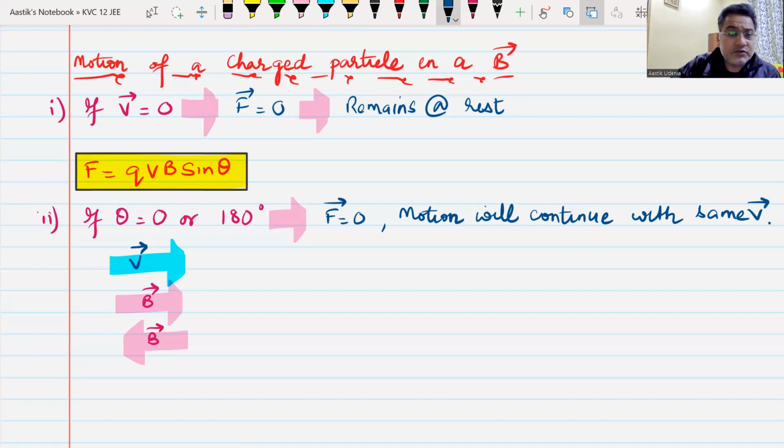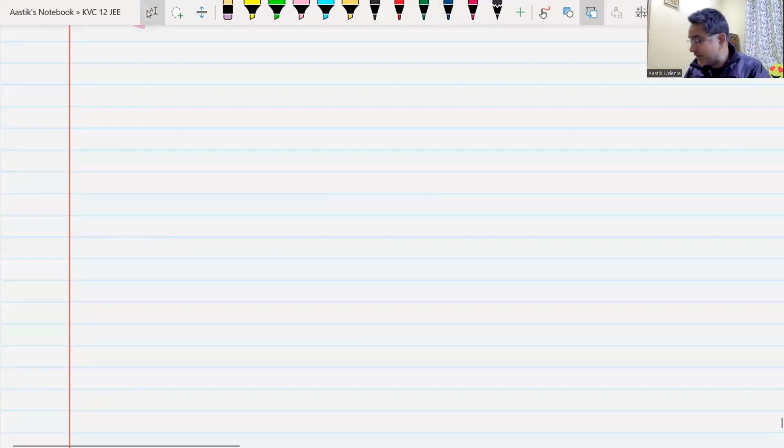I'll give you 2 minutes to note this down. Let me know once you are done. So if theta is 0 or theta is 180, nothing happens. The particle just keeps on moving with the same velocity. Then comes the next interesting case. What is the next interesting case?